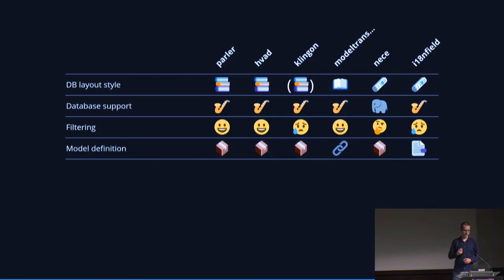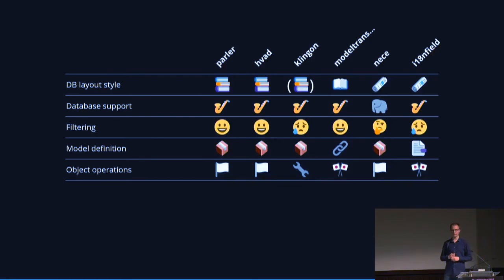We also talked about model definition, and we've seen that Parler, Vinaigrette, Klingon, and Nietzsche require you to use the custom base class and then somehow specify which fields you want to translate, while you have that more complicated registration-based approach with Modeltranslation, and you have to only use a custom field type with I18N field.